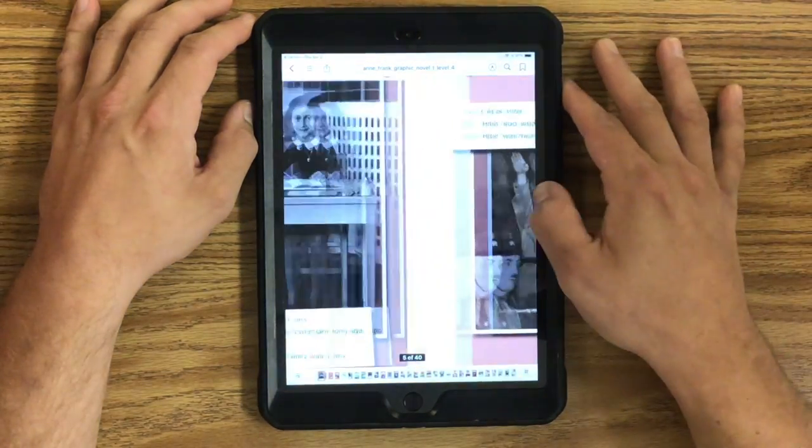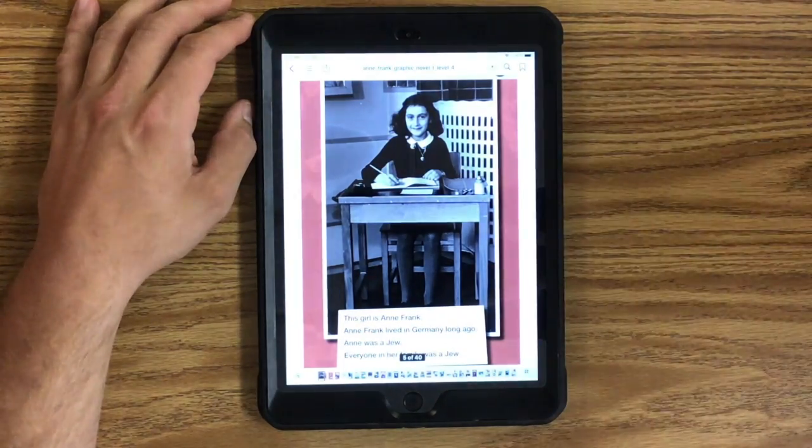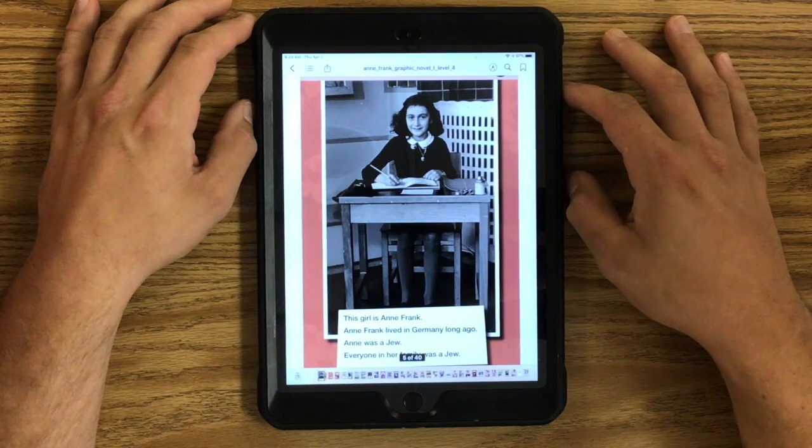This girl is Anne Frank. Anne Frank lived in Germany long ago. Anne was a Jew. Everyone in her family was a Jew.